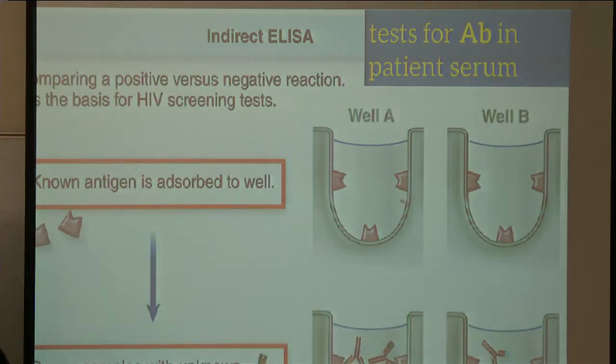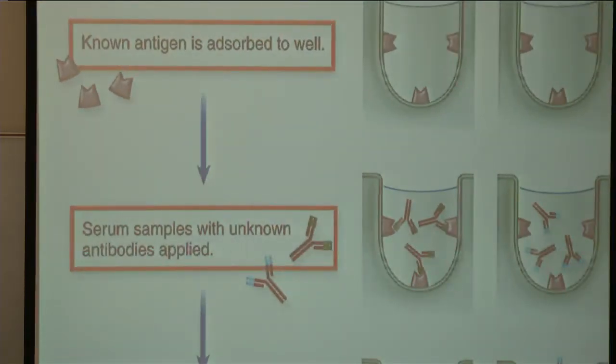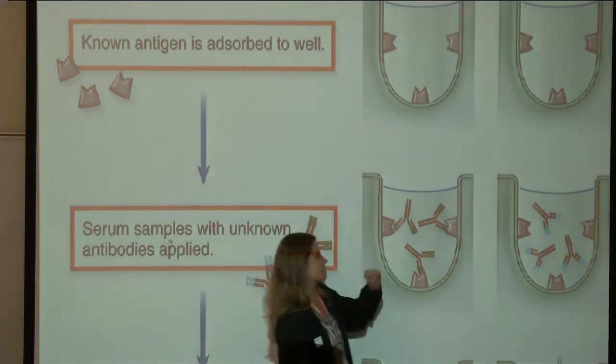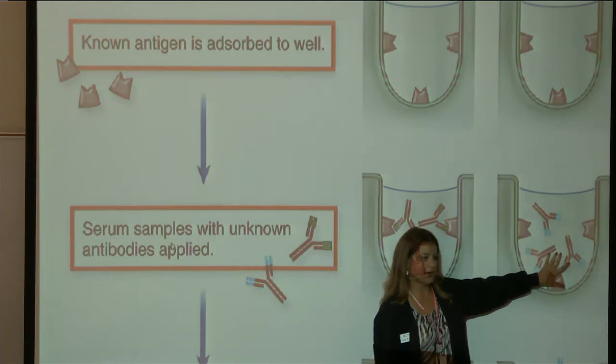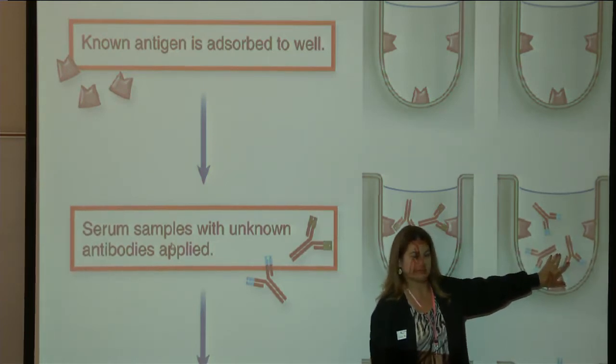First thing that has to happen. So every single well has the antigen, the HIV antigen. Next up, we add patient samples. Okay. Patient number 1 right here, you add their serum. Patient number 2, you add their serum. What's happening is you're trying to figure out if the patients have the antibodies against HIV.